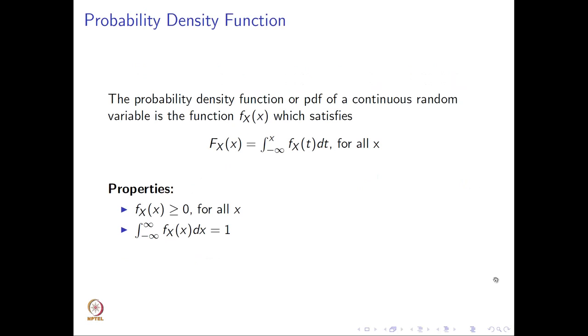For continuous random variables, we consider the probability density function. The probability density function or PDF of a continuous random variable is the function fX(x) which satisfies the following. The integral from minus infinity to x of fX(t) dt is equal to the cumulative distribution function at the point x. Similar to the PMF, the probability density function should also satisfy the following properties. First of all, the probability density function should be non-negative for all values of x. Second, integrating over the entire range, the probability density function should sum to 1.